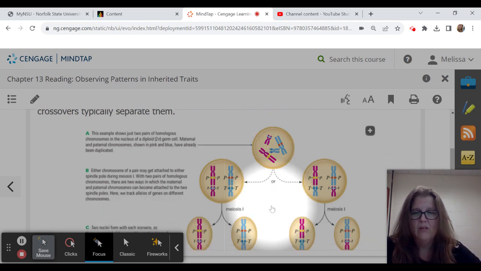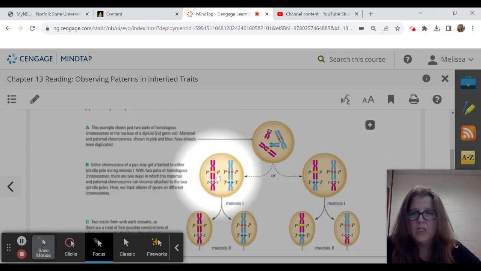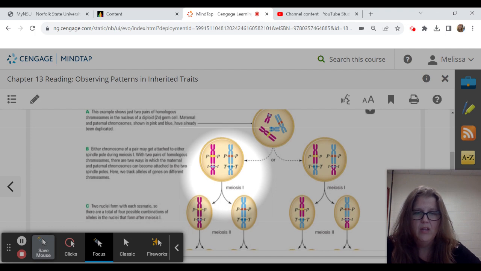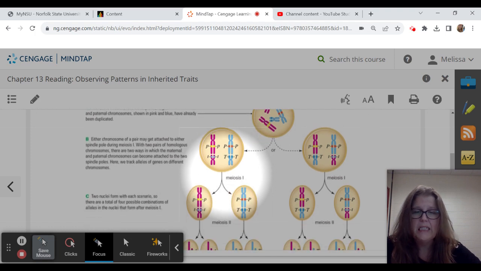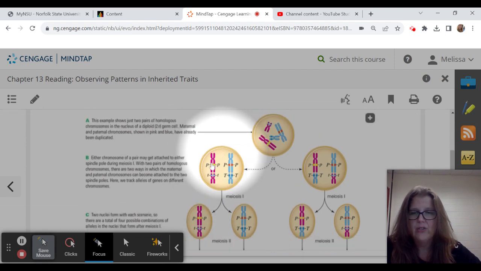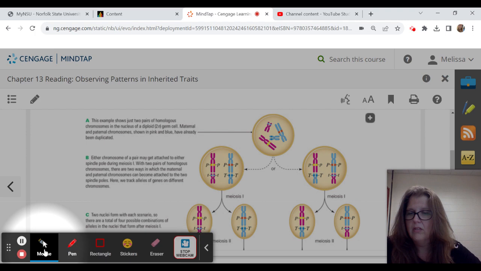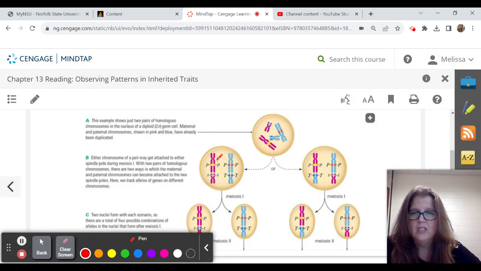So then we have what happens in meiosis 1. They're getting linked up. They will get split. So even from this point, we've got letters attached to them. So let me click back over to here. So you see this one has a P, and this one has a T. So we're looking at 2 different traits.